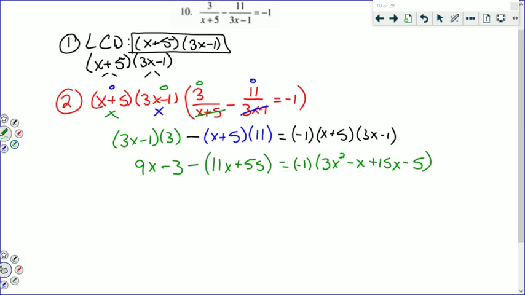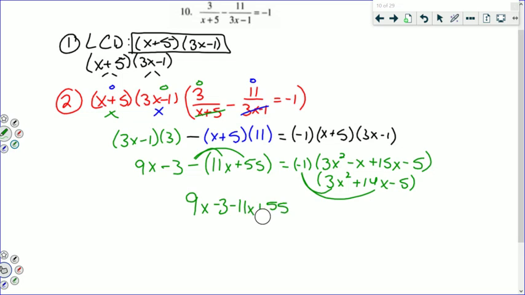Right, we're going to combine like terms, and this is going to end up being 3x squared plus 14x minus 5. So we need to distribute this negative into here. And we need to distribute this negative into here, which leaves us with 9x minus 3 minus 11x plus 55. That's a lie. There's a minus sign there. Minus 55 equals, we distribute that negative 3x squared minus 14x plus 5. Okay, we distribute a bunch of negatives.